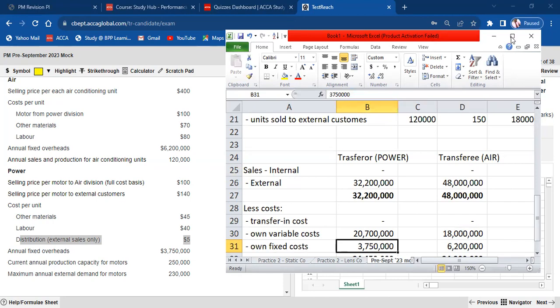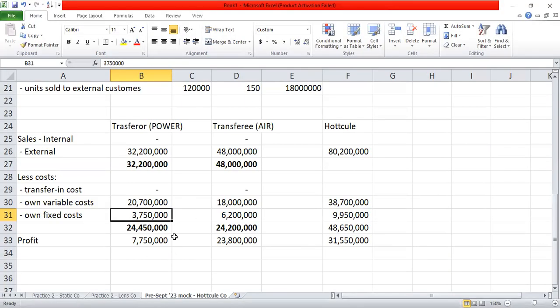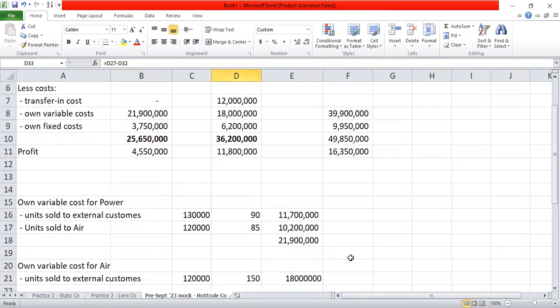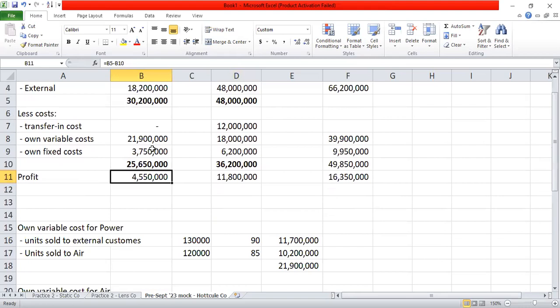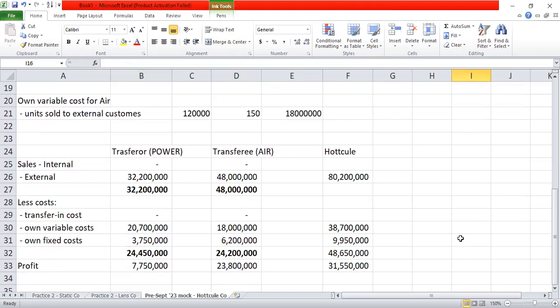So I think where I have gotten to now, computer-based exams, advantage, everything automatically updates by itself. So I got a new profit here. I can see that with that arrangement, Power's profit has gone up from 4.550 million to 7.750 million. And transferee's profit has gone from 11.8 up to 23.8.